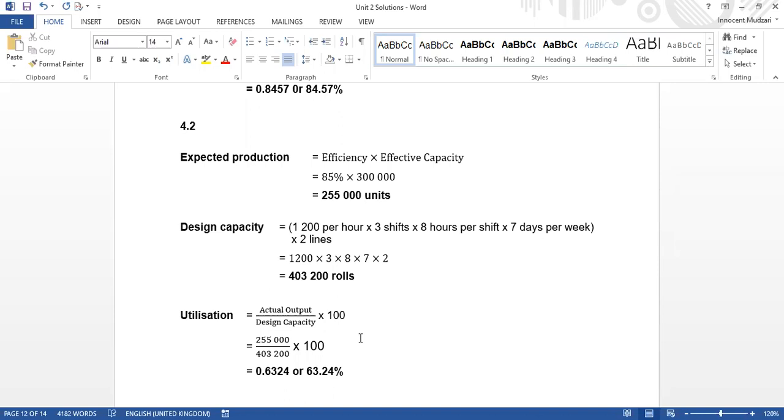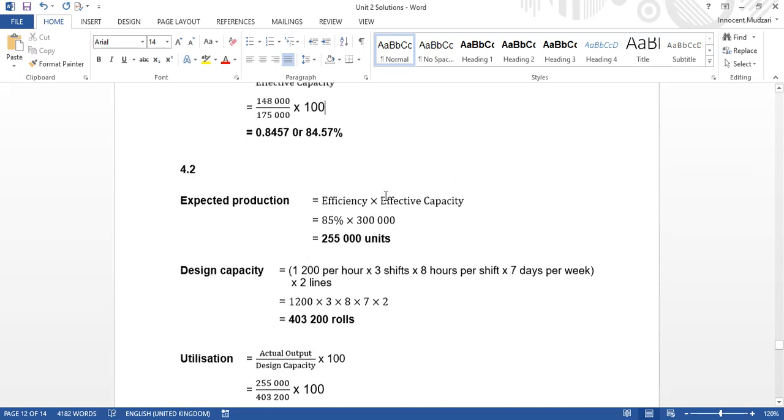So the expected production will be efficiency multiplied by effective capacity. We have been told that the addition will reduce overall system efficiency to 85%. So we say 85% multiplied by the effective capacity of 300,000. You get 255,000 units. That's the expected production.